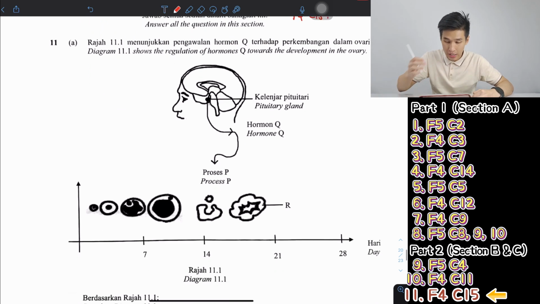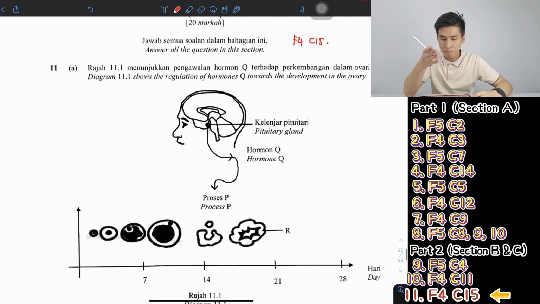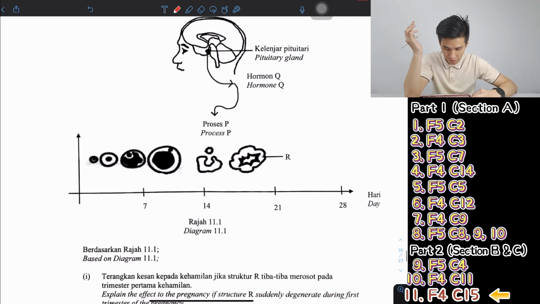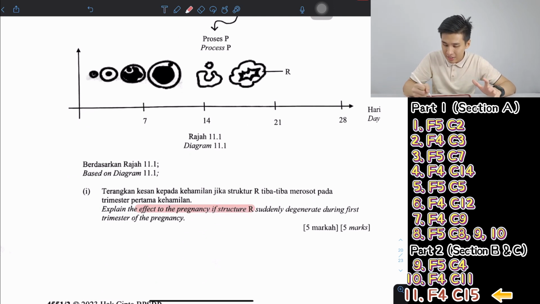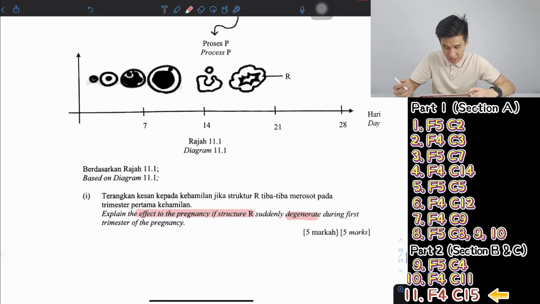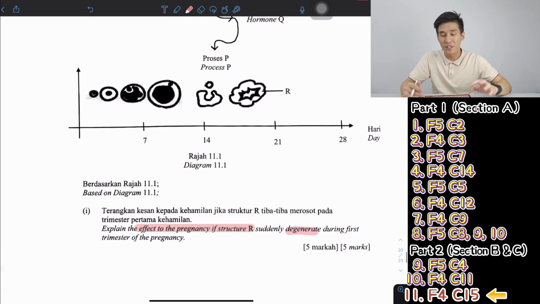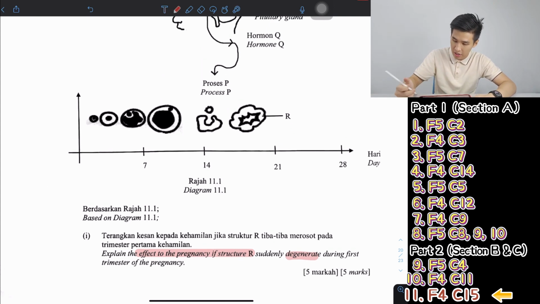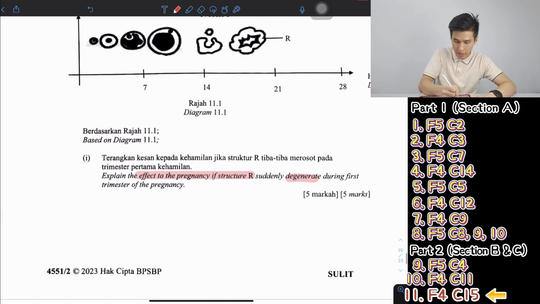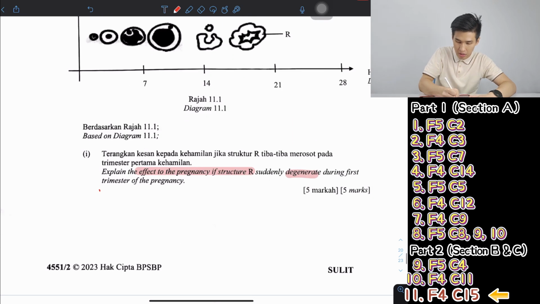So, there's a menstrual cycle question over here, but not a very tough one, honestly. It's quite simple. The first one asks: explain the effect on pregnancy if structure R suddenly degenerates during the first trimester of the pregnancy. Okay, meaning during the early stages of the pregnancy. Since this is an essay, you can start by saying structure R is corpus luteum. Right here, corpus luteum.